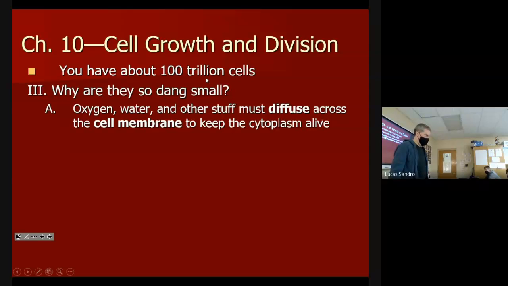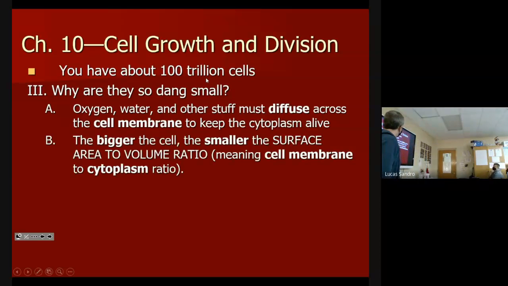Turns out, because bigger cells would have a smaller surface area to volume ratio, which you can now think of as, instead of just surface area to volume ratio, cell membrane to cytoplasm ratio.